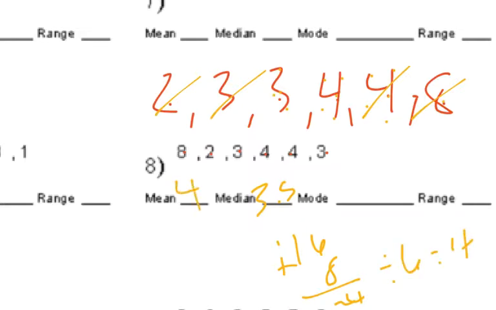Hey diddle diddle, the median's the middle. You add and divide for the mean. The mode is the one you see the most. So that's going to be 3 and 4. The range is the difference between. 8 minus 2 is 6.